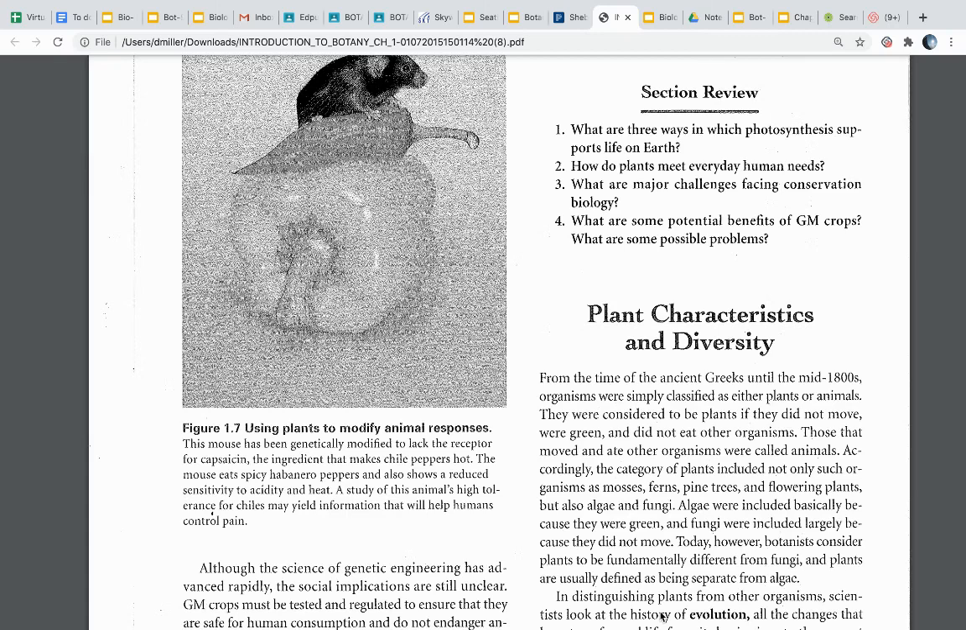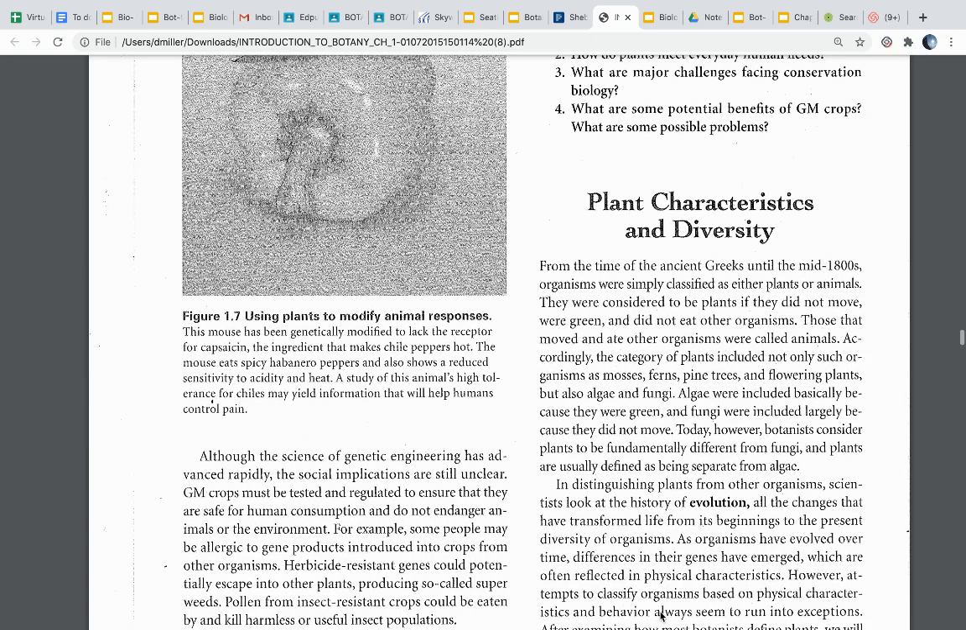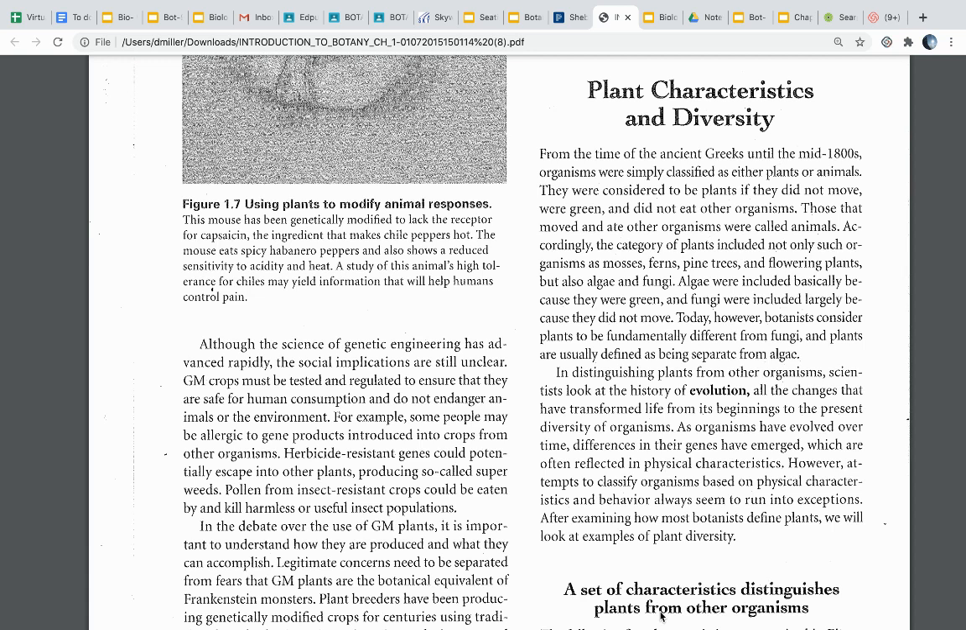This is section 1.2, plant characteristics and diversity. So this is going to go along with your chapter 1, part 2 worksheet, so you can be filling this out as I am reading. All right, everyone, I am going to begin. Plant characteristics and diversity. So feel free to follow along.